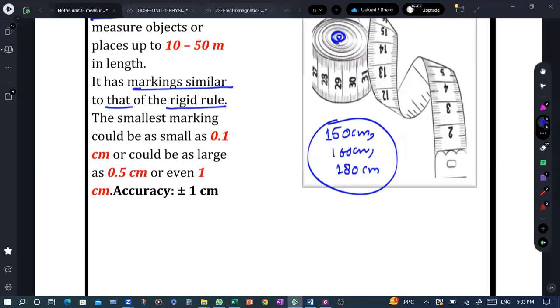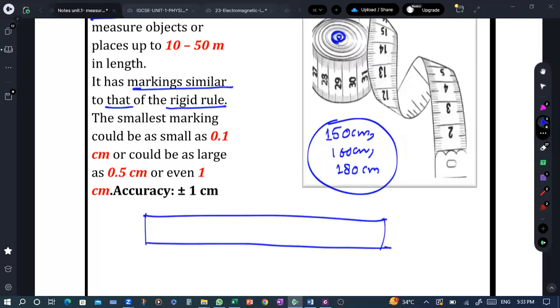rigid rule. A rigid rule is basically your measuring scale, the meter rod. It has 0, 1, 2, 3, 4, 5, 6, 7, 8, 9, 10, and so on. In the next slide, I will show you that. The smallest marking could be as small as 0.1 centimeter, or as large as 0.05 centimeter, or even 1 centimeter. So its accuracy level is plus minus 0.1 centimeter.